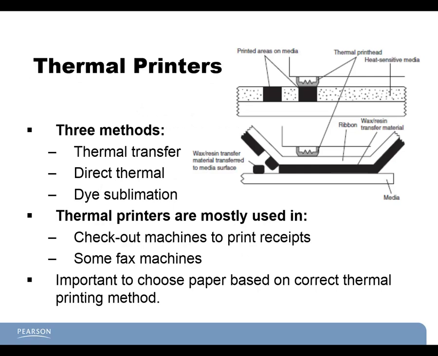Another type of printer you may run into is a thermal printer. Thermal printers are mainly used in checkout machines to print receipts. You might find old thermal fax machines around in some places. Some will actually use a wax to print onto a page. It's important to choose the right paper if you're using a thermal printer. You need paper that works for a thermal printer.